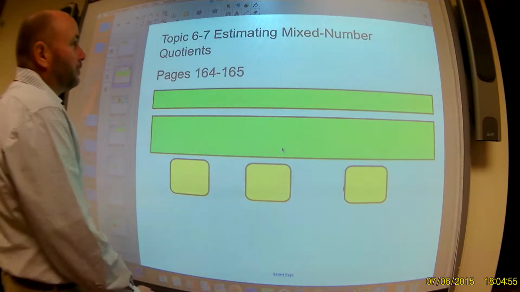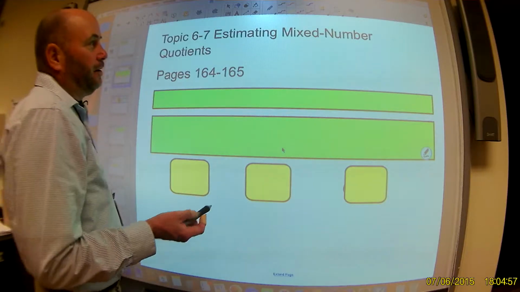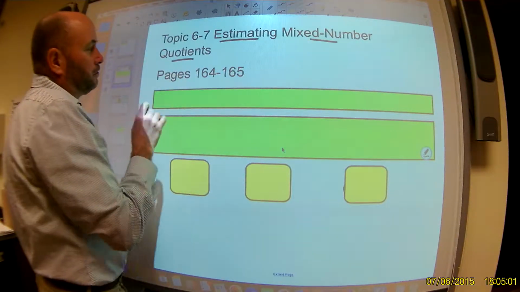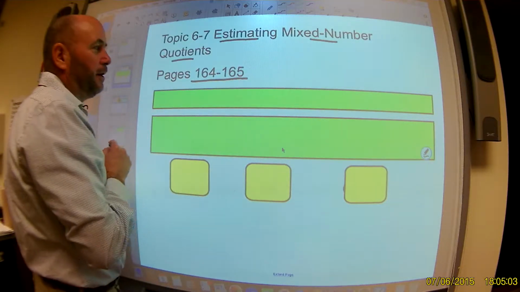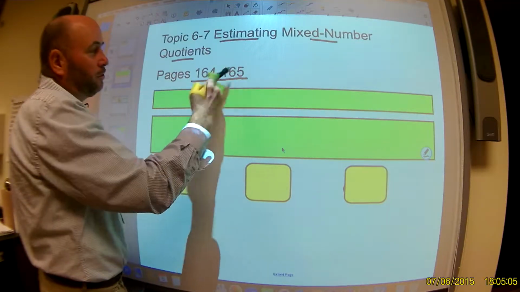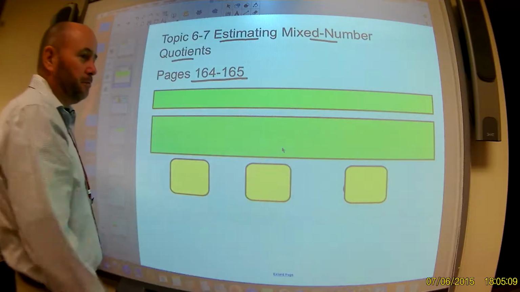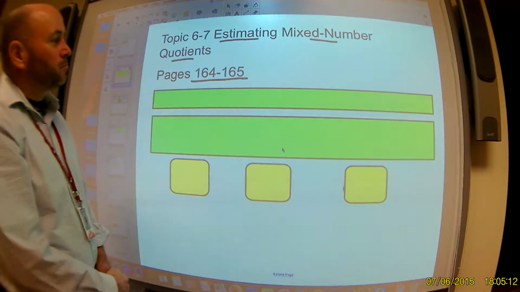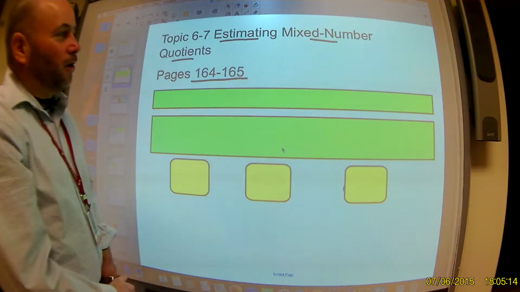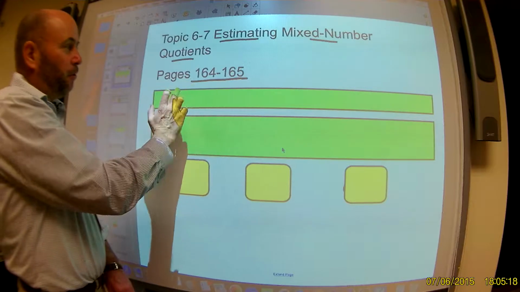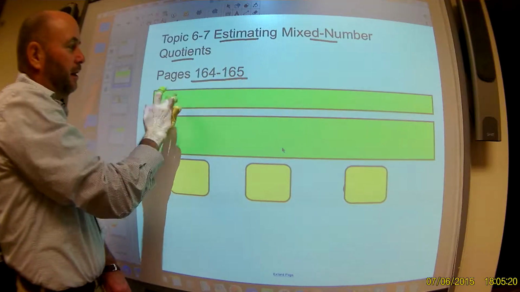Okay, kids. What we're going to do right now is talk about estimating mixed numbers and quotients. You will want to have your book open to pages 164 to 165, as well as your notebook to take some notes. Hopefully you got everything all ready and you're all set. I'm going to give you some pre-notes before we begin talking about the concepts.